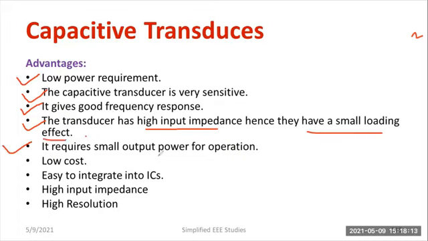Similarly, it requires a small output power for operation. I already explained, less excitation is required and cost is less. Then it is easy to integrate with integrated circuits, which is another specialty. Also, because of high input impedance the loading effect will be reduced and it ensures high resolution, so accuracy also will be improved. These are the major advantages of the capacitive transducer.